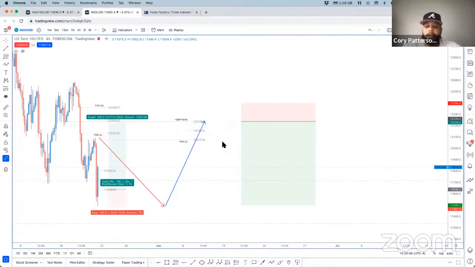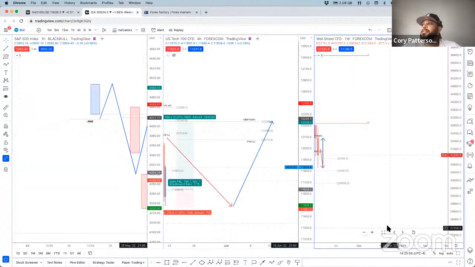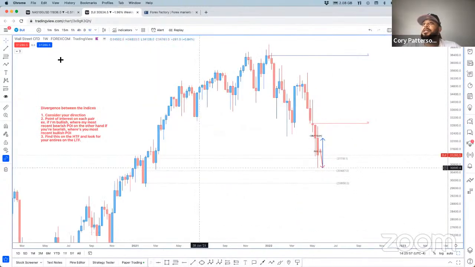So that's US 30, that's an SPX. No, not US 30. Here's US 30. It's pretty much similar. Let me drop this divergence note.